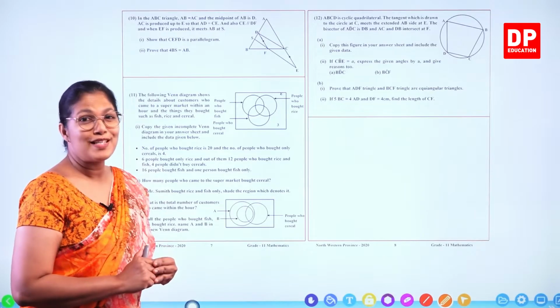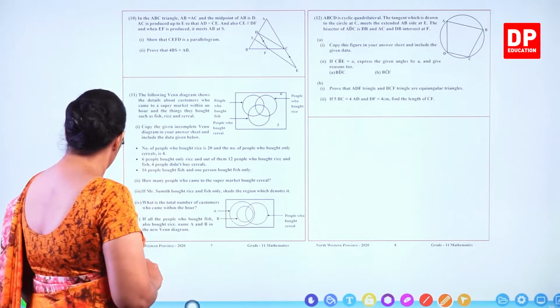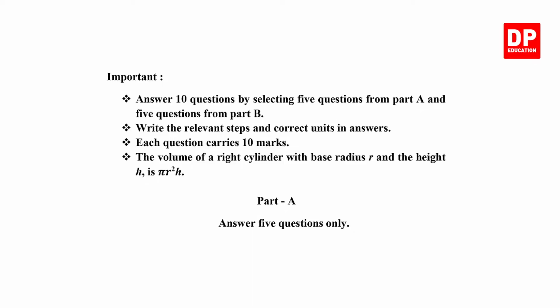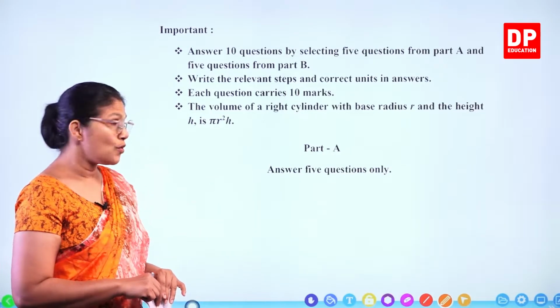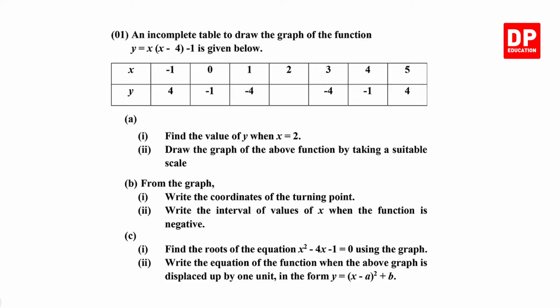So let's do this paper now. What are the instructions? Here, make sure that you don't have to memorize this formula if you are getting the volume of a cylinder, pi r squared h. So answer 5 questions only here. Graph question. So you have to ask for a graph paper. First fill in the blanks and then answer the questions using the graph.